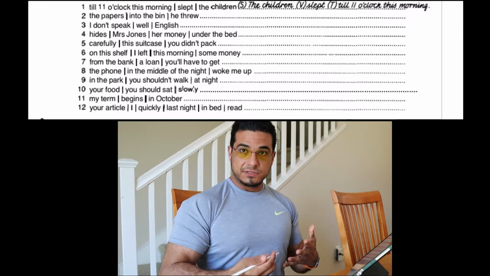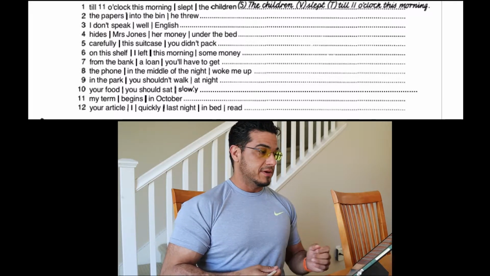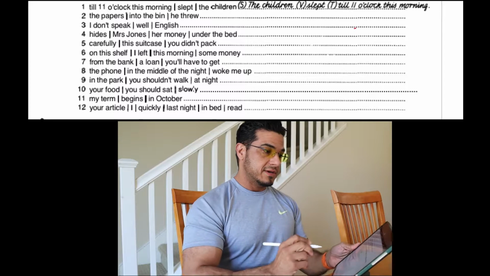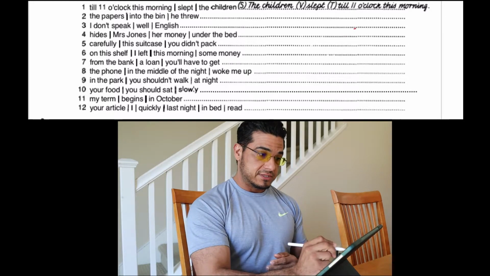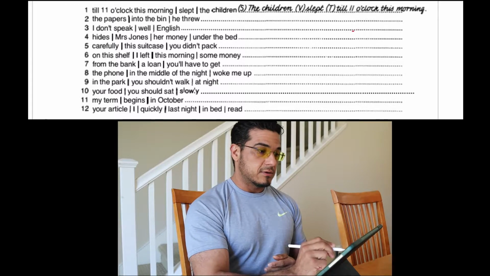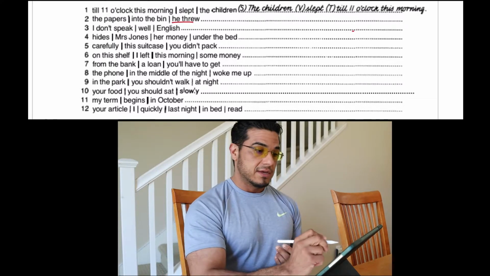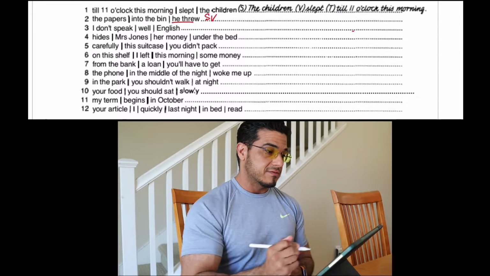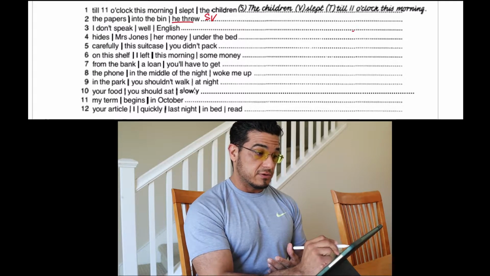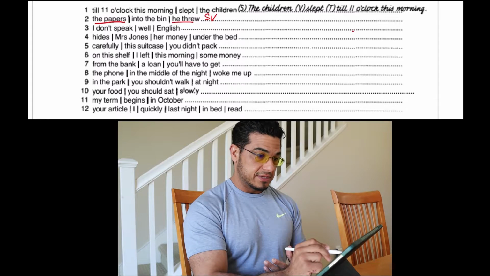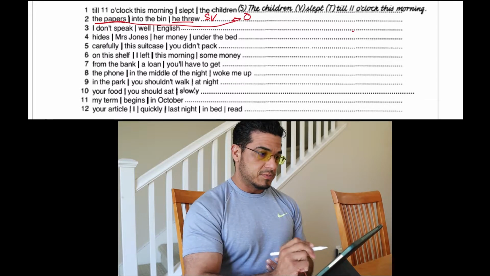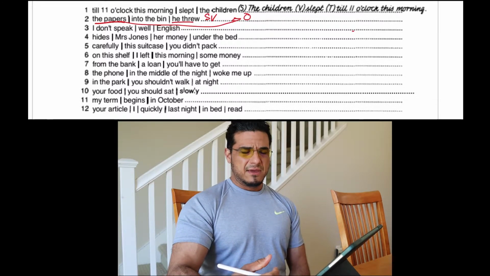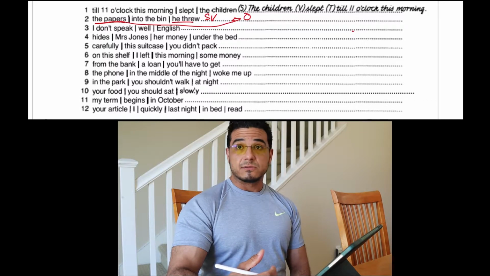Okay, so let's jump in and make these corrections or identify them. Number 2, the papers into the bin he threw. So he is really our subject, and verb is what he did, which is threw. So it's kind of our subject plus our verb. Okay, well, the papers are the object of the verb, so that's going to be your object. I'm hoping these lines make sense. And where did he throw them? Well, it was into the bin. So that'll be our adverb if you want to look at it that way. That tells you where it occurred.